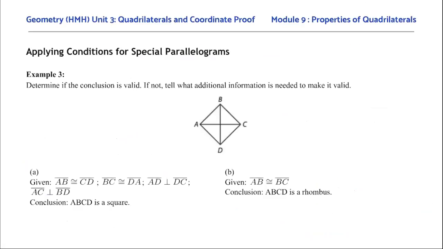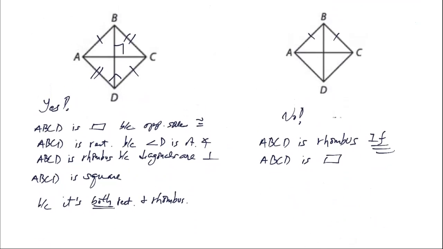So we need to determine if the given conclusion is valid. So here's the given information, guys, for part A. We know that AB and CD are congruent, and BC and DA are congruent. And AD and DC are perpendicular, and AC and BD are perpendicular. Is this a square? Well, the answer was yes, right? Well, here it is.